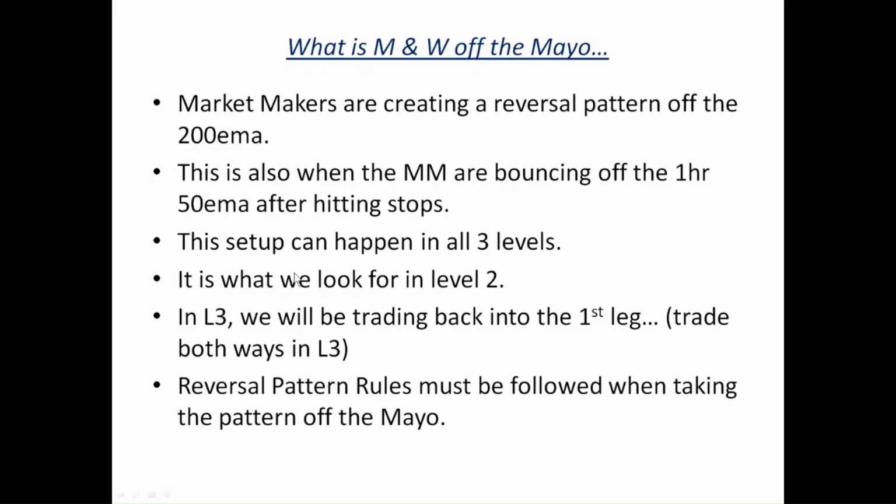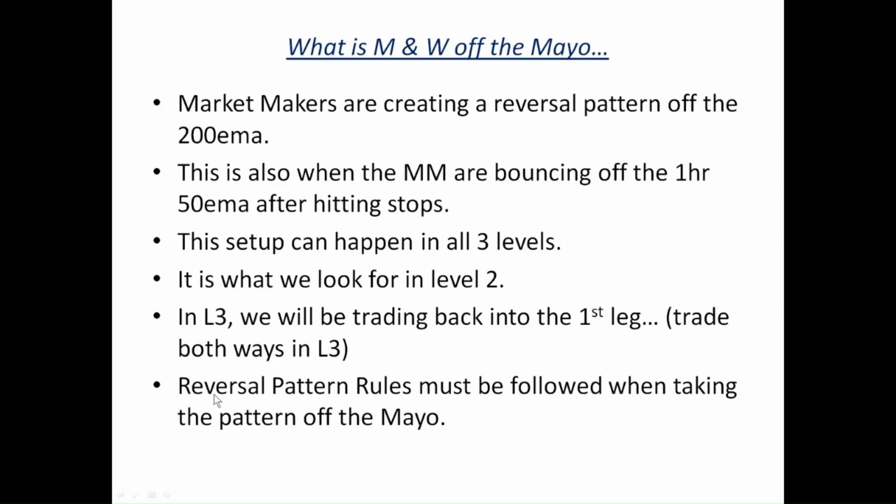Keep it simple. Okay, so in level 3 we are trading back into the first leg, right? So remember we can trade both ways in level 3. So in level 3 you're taking the M&W of the Mayo back towards the first leg, as long as we only have one leg, we're expecting it to come back and give me a second leg.